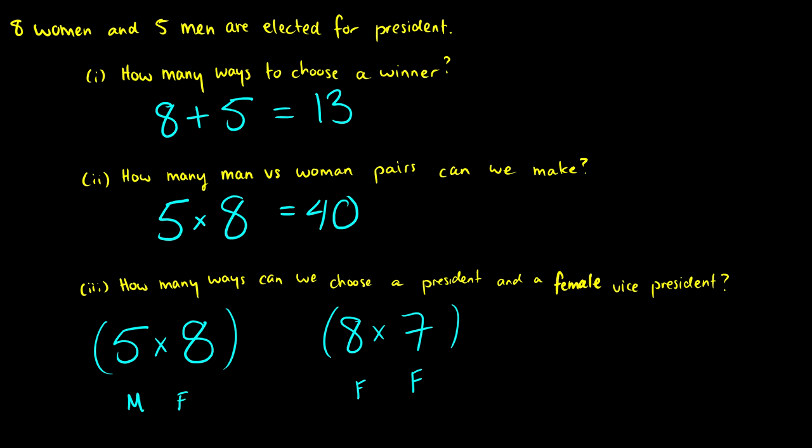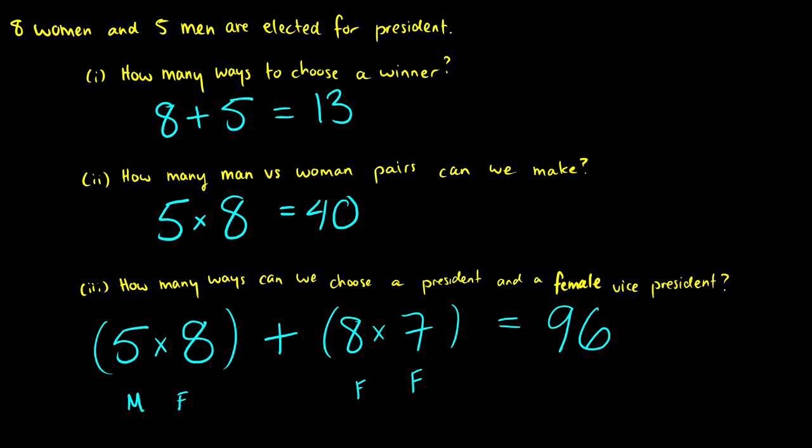And we're saying, look, it can be male and female or female and female. So we use the rule of sum to add these 2 conditions together. So our end result is going to be 40 plus 56, which is 96 possible pairs.